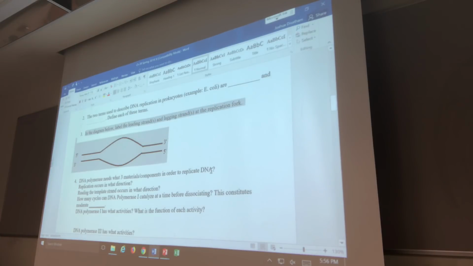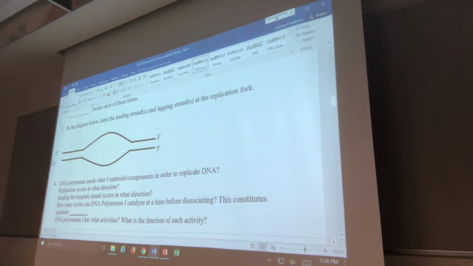In the diagram below, label the leading strands and lagging strands at each of the replication forks. So imagine top left, top right, bottom left, and bottom right. This is very similar to a question you can get on the exam. They will give this, and they will have letter A up here, B there, C there, and D there. And it may ask which things on here are the leading strands and which ones are the lagging strands.